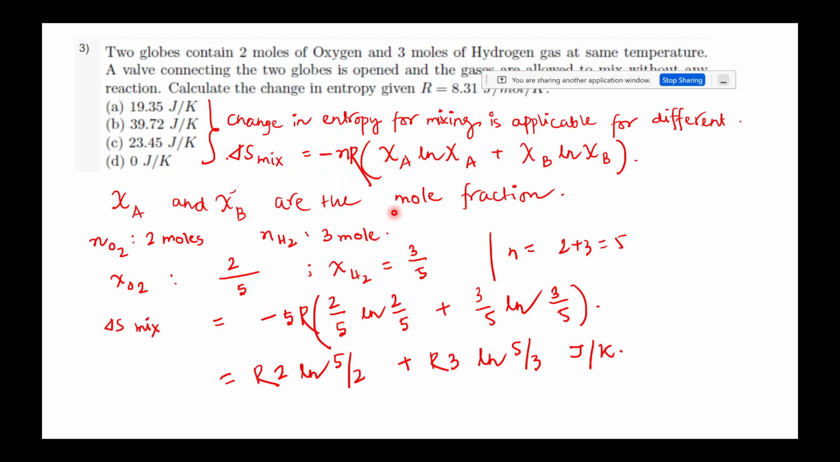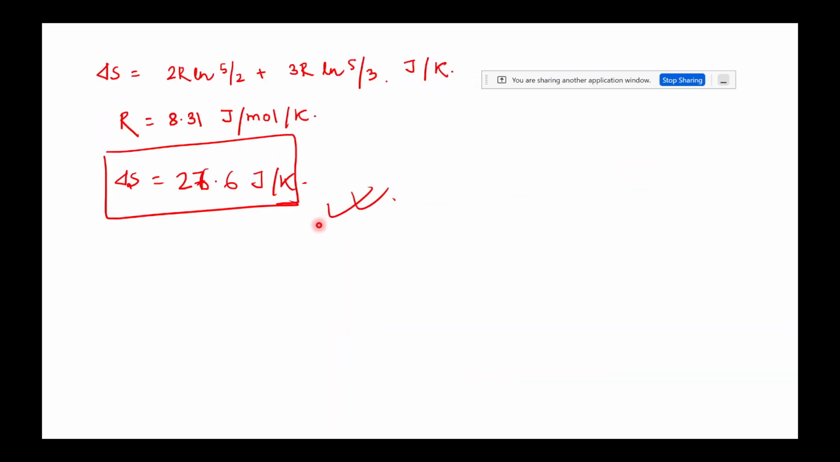For problem number 3, we have used the formula for change in entropy for mixing, which is written as delta S mix is equal to minus N R, where R is the universal gas constant, times chi A ln chi A plus chi B ln chi B, where chi A and chi B are the mole fractions of two different gases. Here there are oxygen and hydrogen gas. For oxygen there are 2 moles, so the mole fraction will be 2 by 5. For hydrogen there are 3 moles, so the mole fraction will be 3 by 5, and the total number of moles is 5. After doing the calculations, we'll get this value and this value.